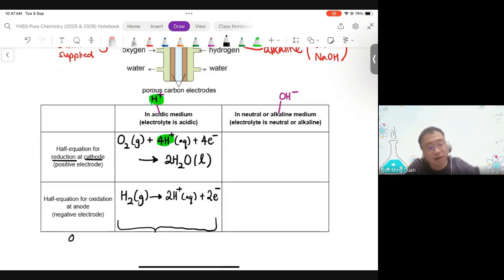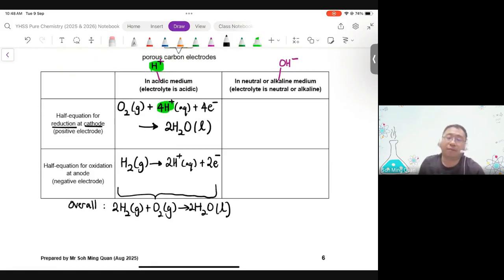So if I were to ask you to write the overall equation, what is it? I think very quickly, you probably will find the answer. The overall equation is just this. Hydrogen plus oxygen forms water. Oh my god. This looks somewhat familiar, but not the same as what we learned previously, right?